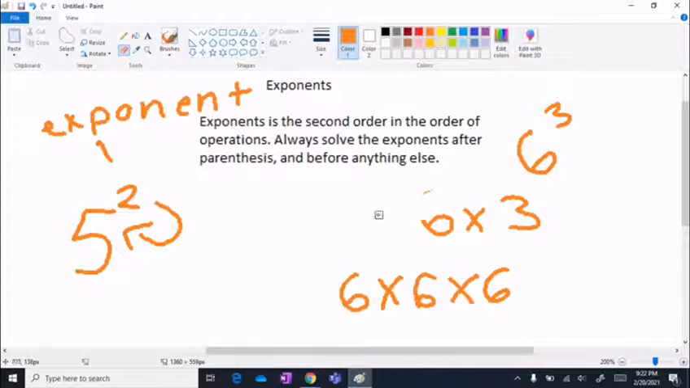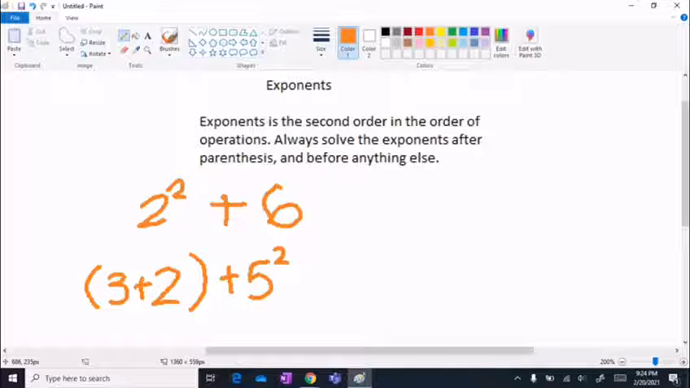Now that you know what exponents are, let us do an example with exponents. Okay, we have two examples right here. Let's solve the first example. On the first example, we have 2 to the power of 2 plus 6. Since I already talked to you about how to do exponents, we know 2 to the power of 2 is 4, because 2 times 2 equals 4. So now we can cross this out and write 4. 4 plus 6 equals 10. That's the first one, our first numerical expression solved with order of operations exponents.